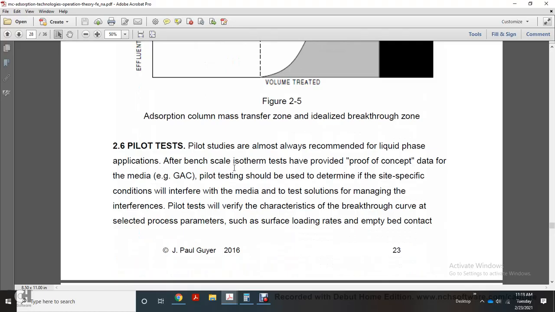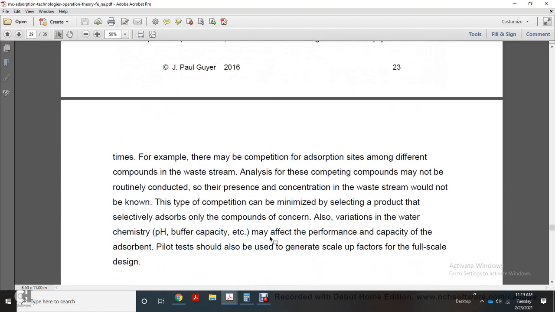Alright, pilot tests. Pilot tests are also recommended for liquid phase applications, where bench scale isotherms provide the proof of concept. Data from pilot testing should be used to determine the size and specific conditions, and to identify interference with the media from the test solution, and how to manage the interference. Pilot testing varies the character of the breakthrough curve for selected parameters such as surface loading rates and empty bed contact times. For example, there may be competing adsorbates in the waste stream from different compounds.